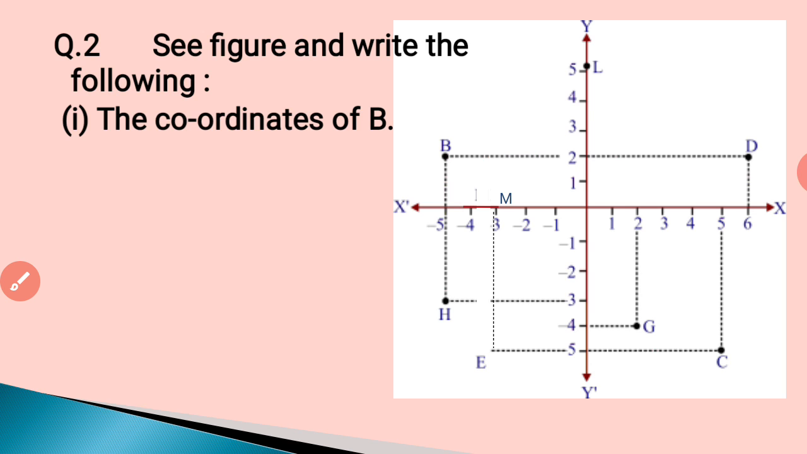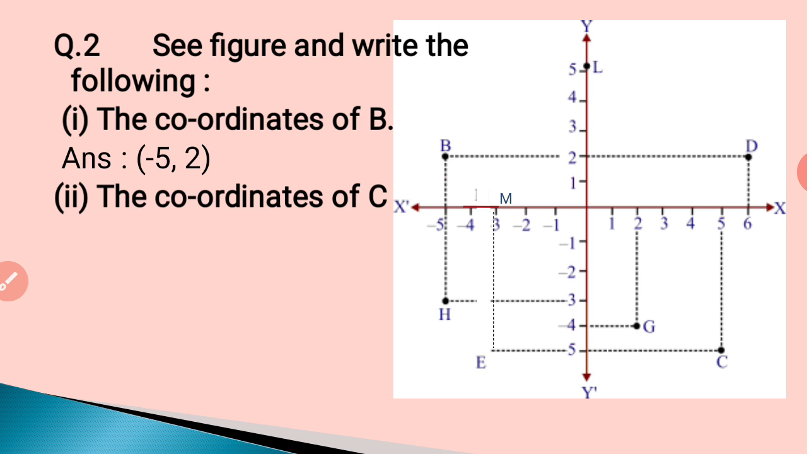So, the coordinates of B is (-5, 2), enclosed in a bracket because they are to be written in a specific order. X coordinate to be written first and y coordinate later. So this is how the coordinates of the point B will be (-5, 2).